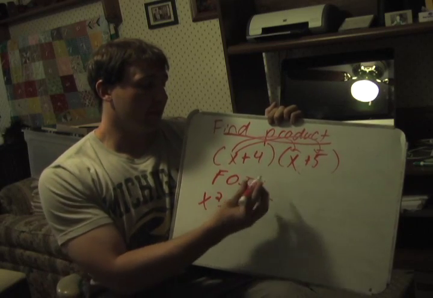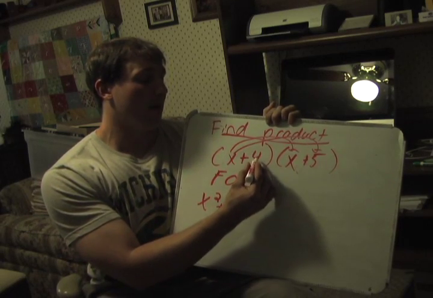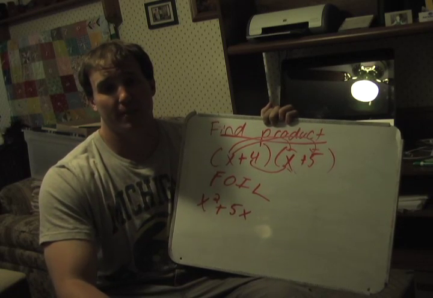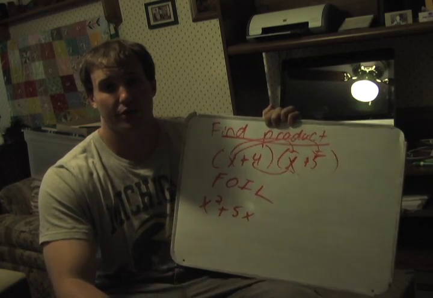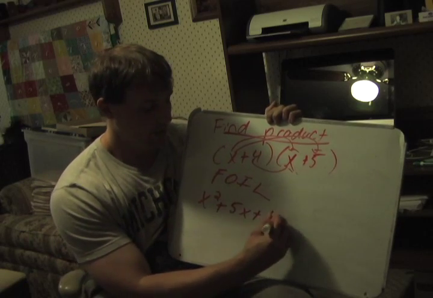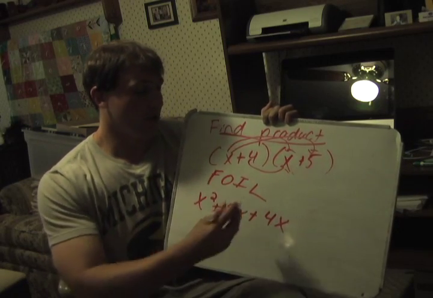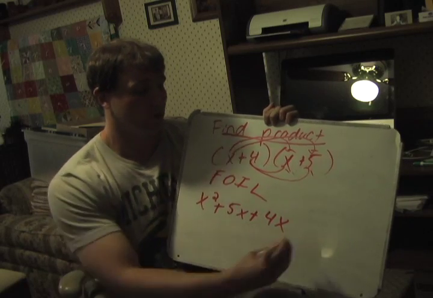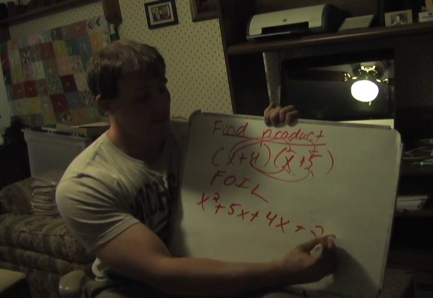Okay, the I, that stands for inner. Now we're going to go along the bottom, my 2 inner terms, the positive 4 times x. Positive 4 times x is positive 4x. So, just write plus 4x. And then the L stands for last, the 2 last terms. So 4 times 5, that's going to be 20, so plus 20 right there.